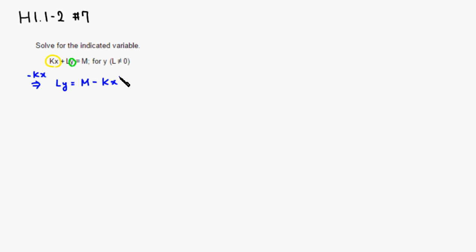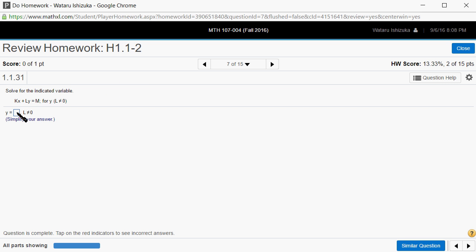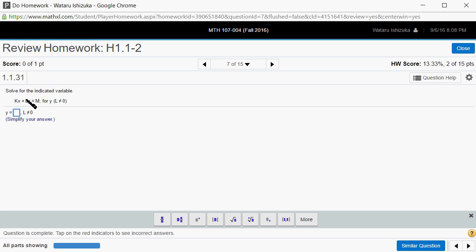Right? Then we need to get rid of this l in front of y. We can do that by divide through by l. So you have y is equal to m minus kx over l. All right, so let's type it in. So we got the m minus kx, right?